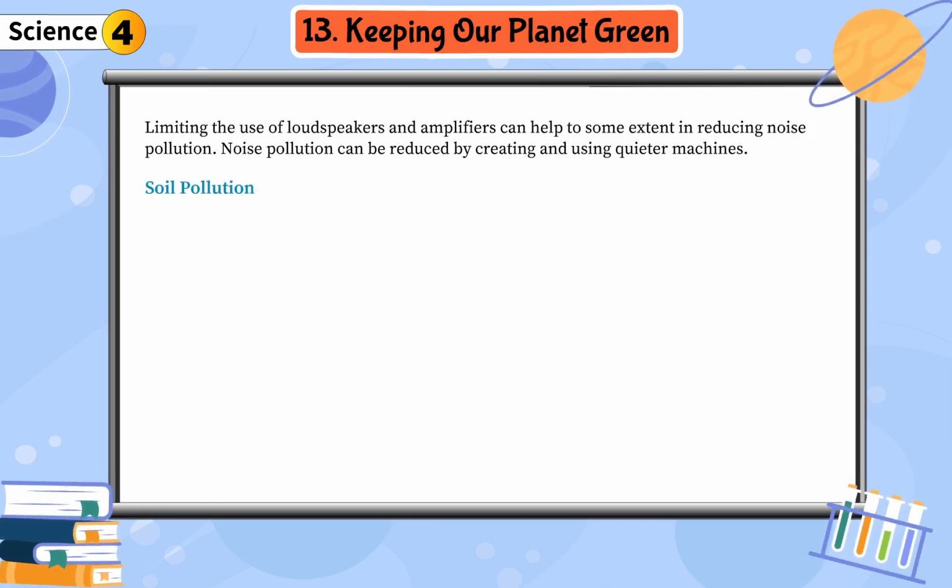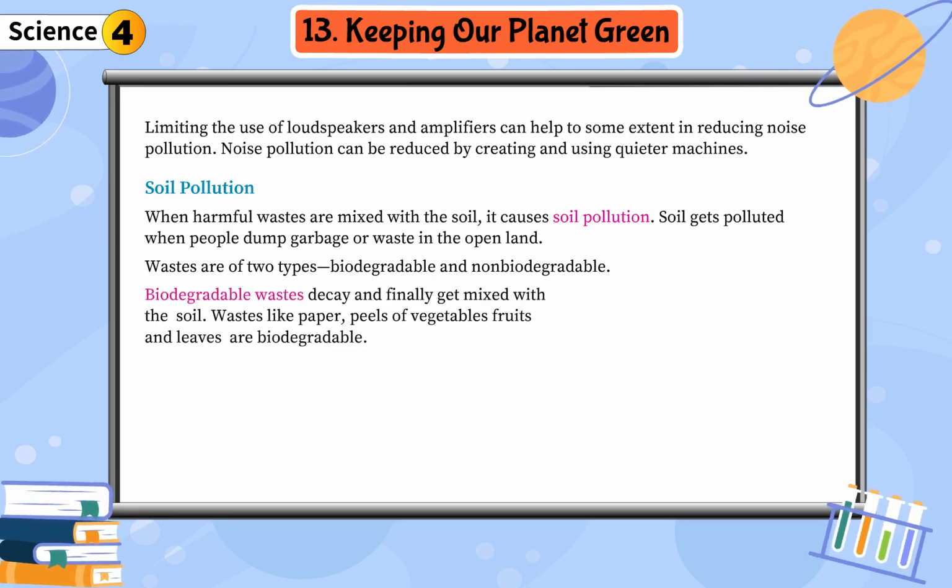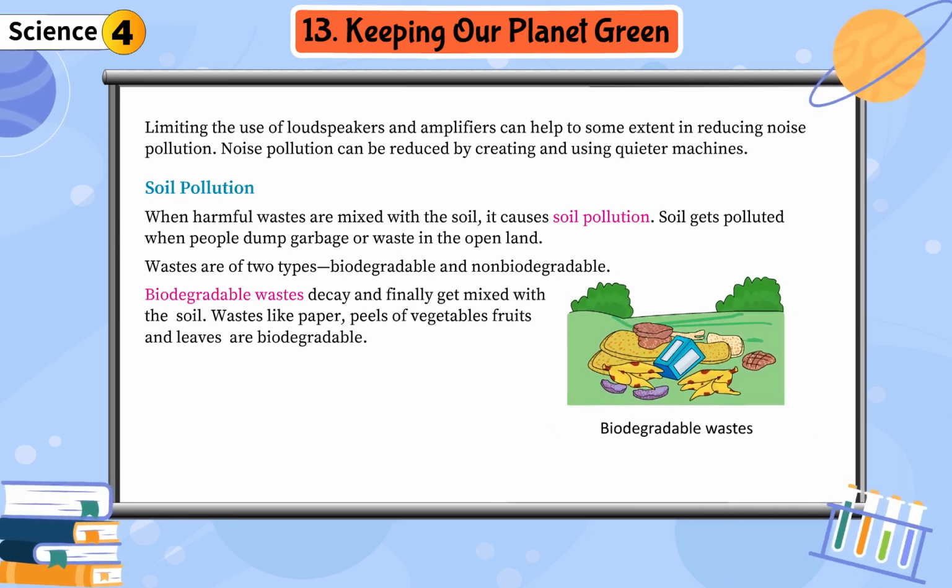Soil pollution. When harmful wastes are mixed with the soil, it causes soil pollution. Soil gets polluted when people dump garbage or waste in the open land. Wastes are of two types, biodegradable and non-biodegradable. Biodegradable wastes decay and finally get mixed with the soil. Wastes like paper, peels of vegetables, fruits and leaves are biodegradable.